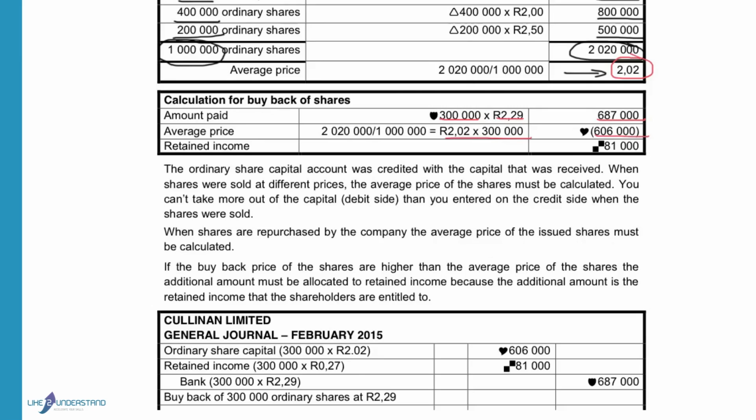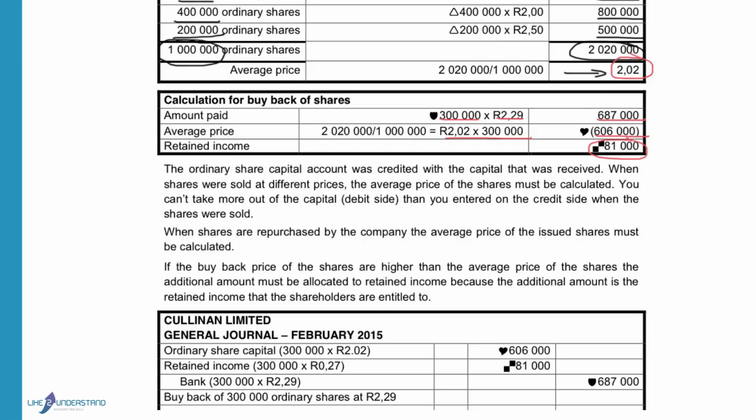So the capital is reduced by 606,000. The difference between the amount that will be paid, 687,000, and the amount that we can reduce capital with, 606,000, gives us the 81,000. So this 81,000 will be taken from the retained earnings, so that we can show that some of the profit that was retained in previous years will be used to pay out to the shareholders. The ordinary share capital account was credited every time when we received money. So if we pay back money, we will debit the capital account.